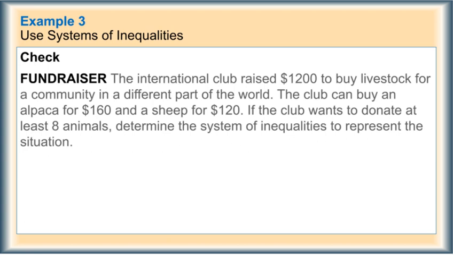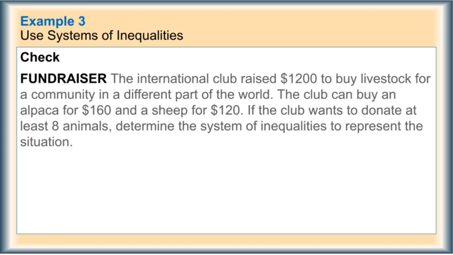Moving on to our next example, the International Club raised $1,200 to buy livestock for a community in a different part of the world. The club can buy an alpaca for $160 and a sheep for $120. If the club wants to donate at least 8 animals, determine the system of inequalities to represent the situation.